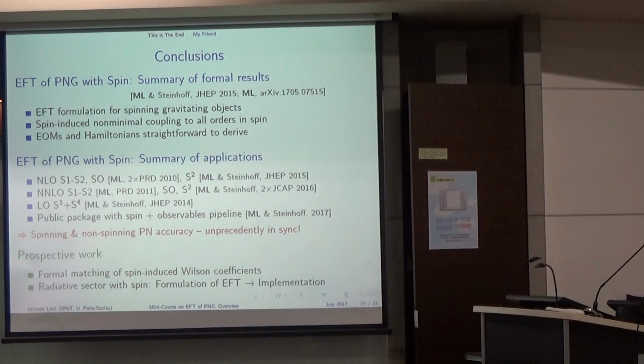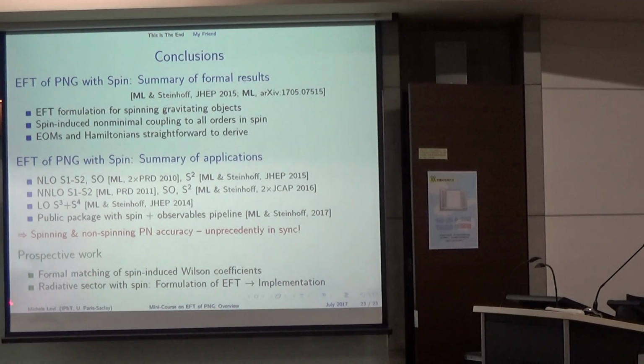We did this year. And just to note that it's an unprecedented situation. It didn't exist before. The spinning and the non-spinning sector are actually in sync in terms of the accuracy. So now it's really the first time that all the sectors, even the complicated spinning sectors, both of them, at the moment, cover 4PN. So that's the state of the art at the moment.